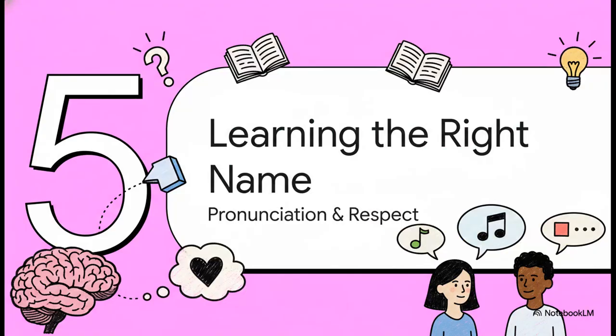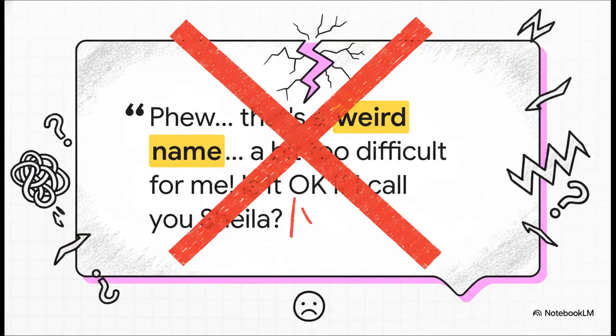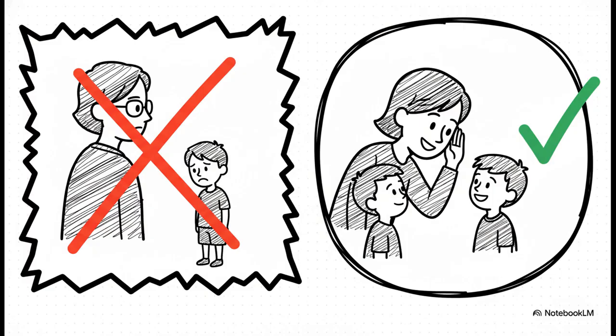And that brings us to our last and honestly probably our most important section, learning the right name. This isn't just about memory anymore. This is about showing respect for a person's identity. Oof, this slide is a perfect example of what not to do. Can you imagine hearing a teacher say your name is weird or too difficult? It's really damaging. So this leaves us with a really clear choice. On the one hand, you can just assign a new, easier name, but that sends a terrible message, that their actual identity isn't worth your time.